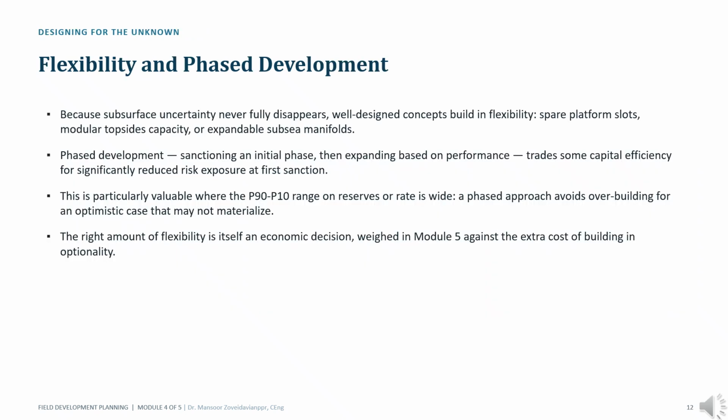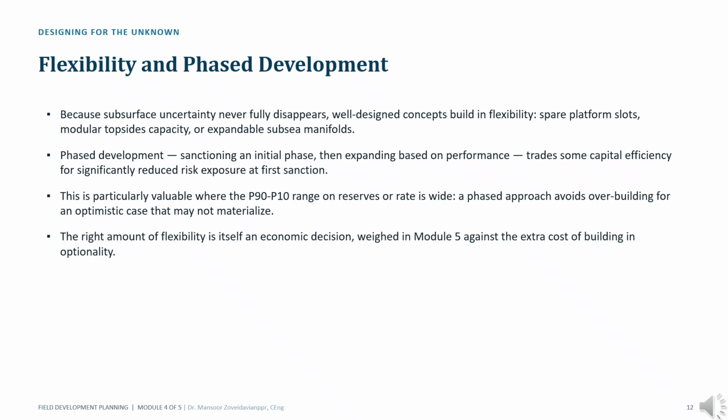One lesson that repeatedly appears throughout FDP is that uncertainty never completely disappears. For this reason, many developments intentionally incorporate flexibility. Examples include spare platform slots, expandable subsea systems, and modular processing capacity.